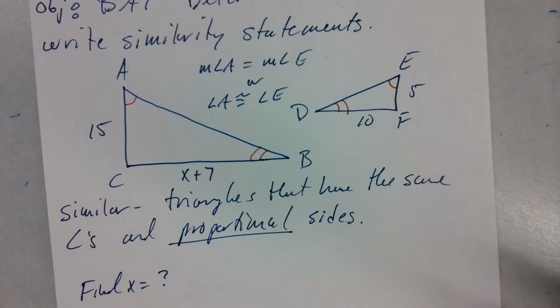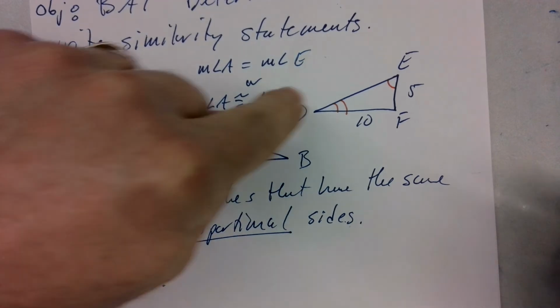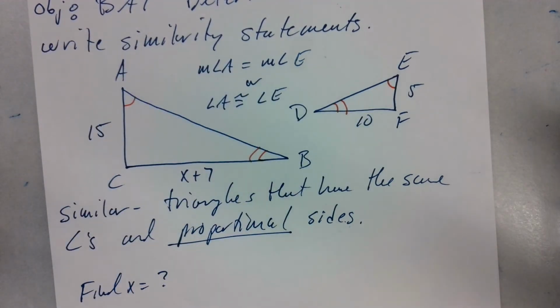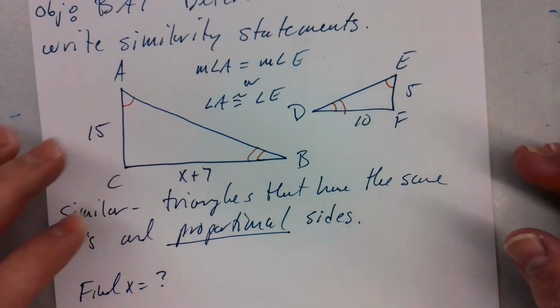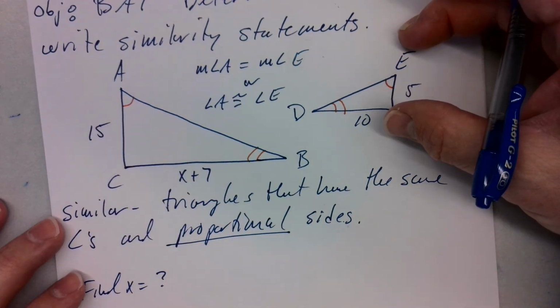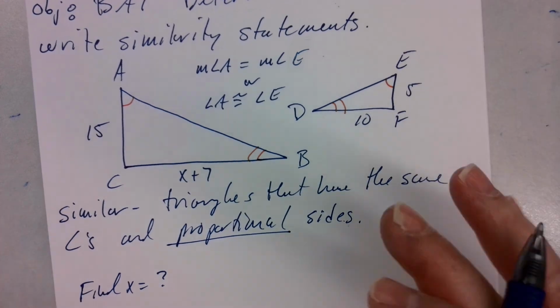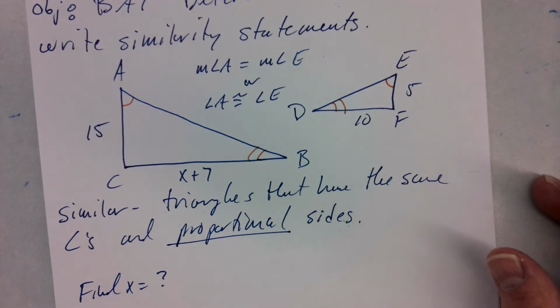Okay, so if I know two of them, I know the third one has to be the same, right? So what they're going to do is say, okay, here's a scenario. This triangle and this triangle are similar. Once you know that, I know that all the angles of this triangle are congruent to the angles of that triangle. Once you know that, then you can set up a proportion using the sides.